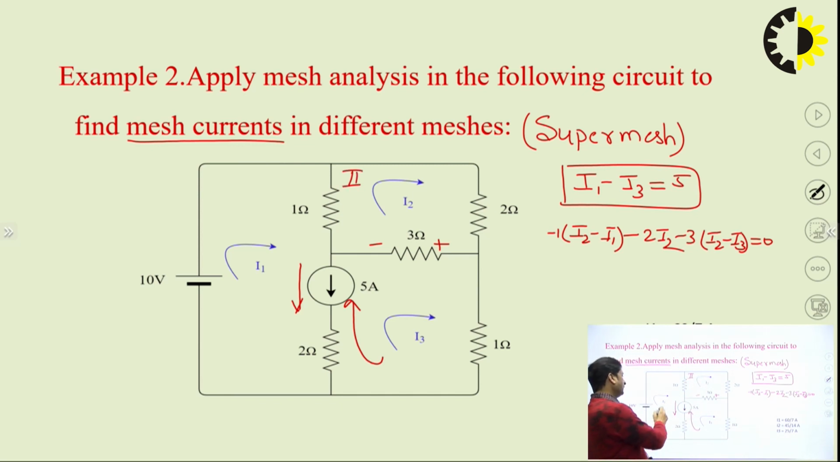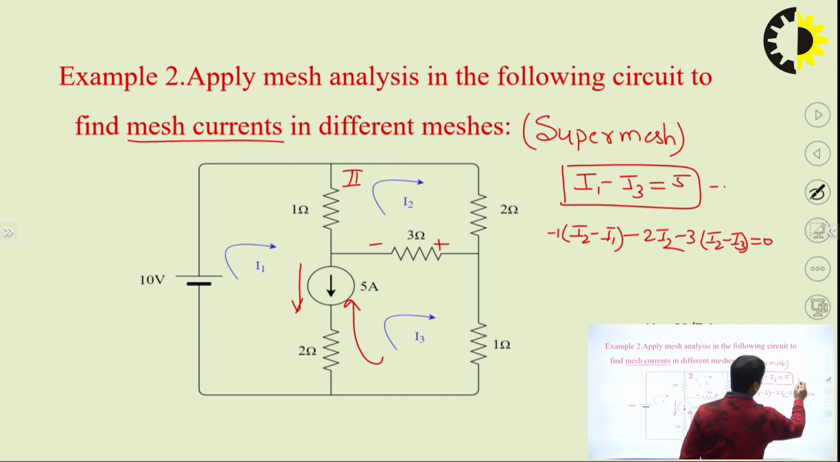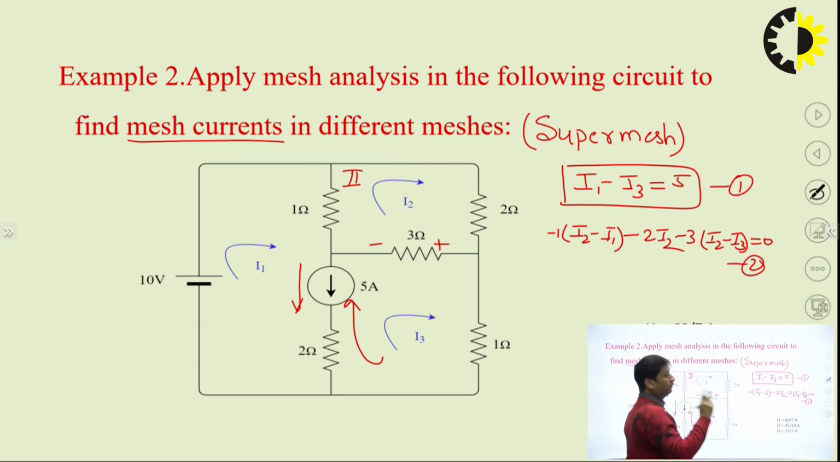We cannot apply the KVL in the first loop, but we can apply the KVL in the second loop. In first and third we can't, because there is a presence of current source. Now we have two equations, one from this and one from this, but we need one more equation to solve this particular circuit.